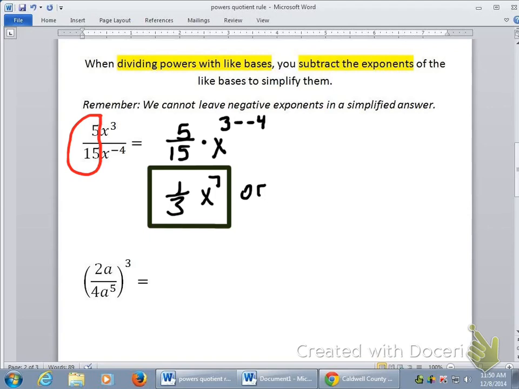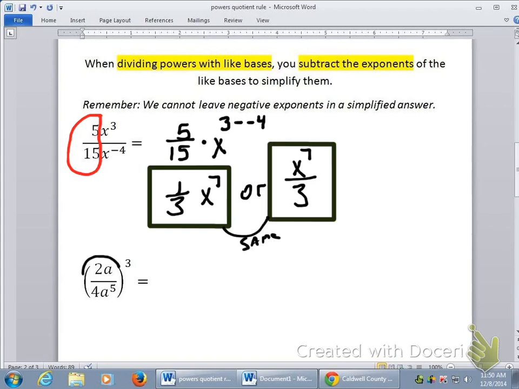But sometimes people don't like this answer. They don't like it written with 1/3 as a coefficient. So I also need to be prepared to write it as one big fraction together. The reason it's one big fraction is, if you'll notice, this x to the 7th is really x to the 7th over 1. So x to the 7th goes in the numerator. 3, of course, is already in the denominator. It stays down there. Both of those are the same.